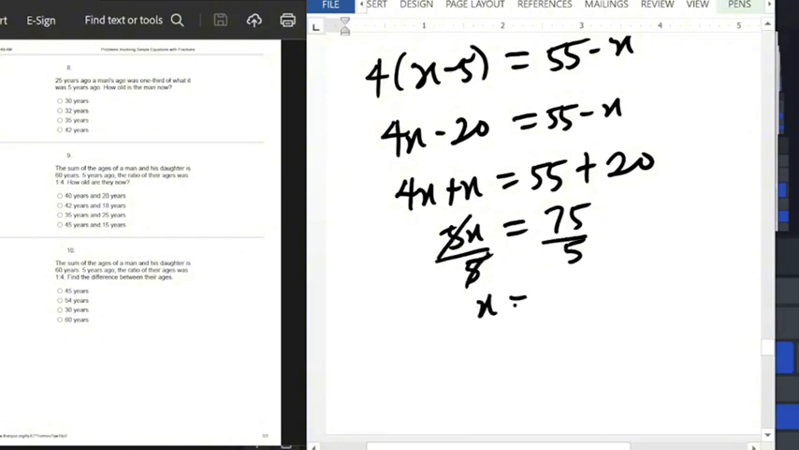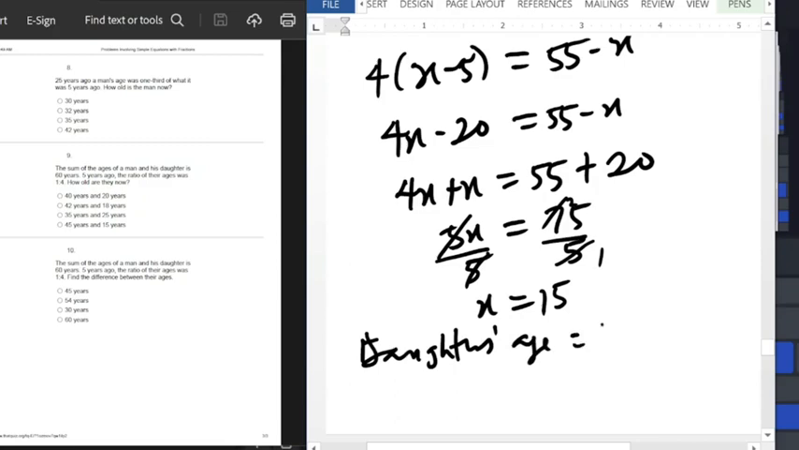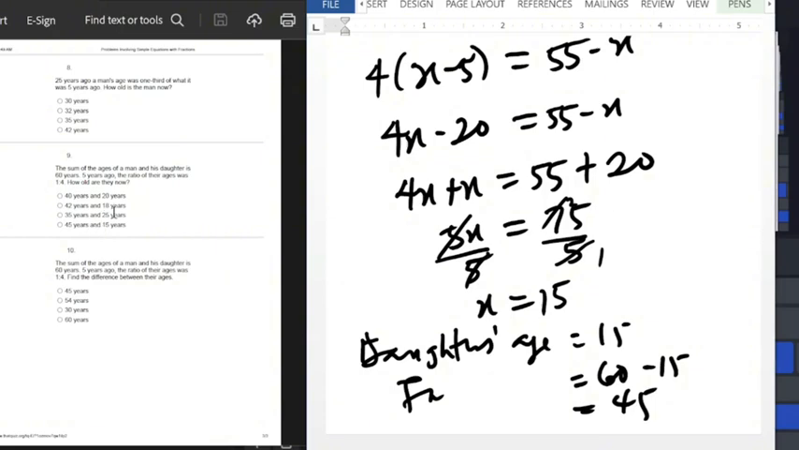5 cancels 5, and 75 divided by 5 is 15. So the daughter's age is 15. Since the daughter's age is 15, the father's age will be 60 minus 15, that is 45. So the father's age is 45 and the daughter's age is 15. So that is option D.